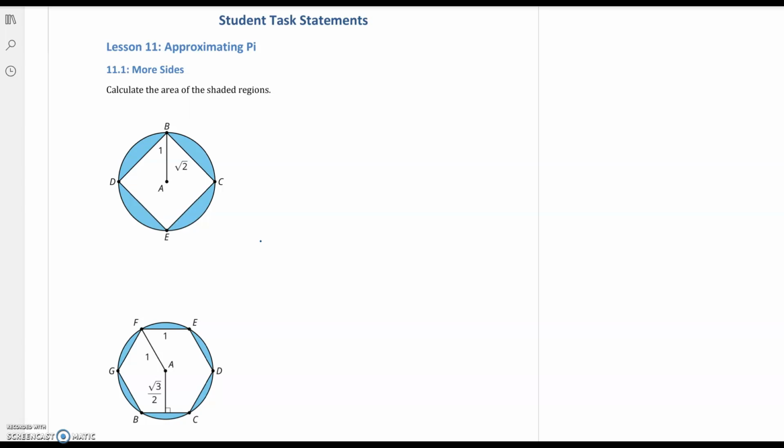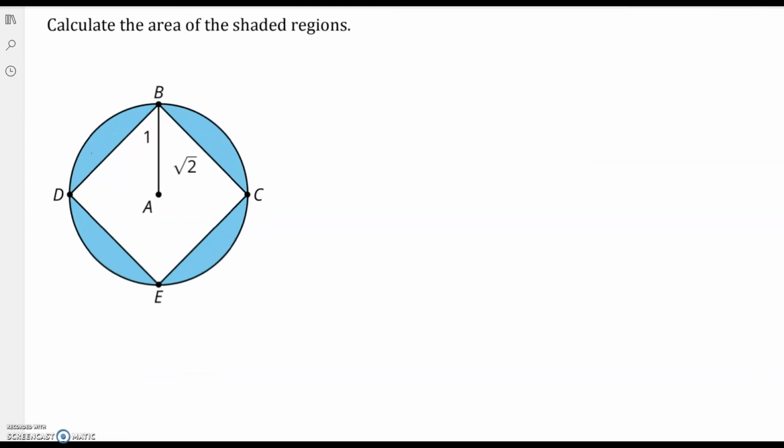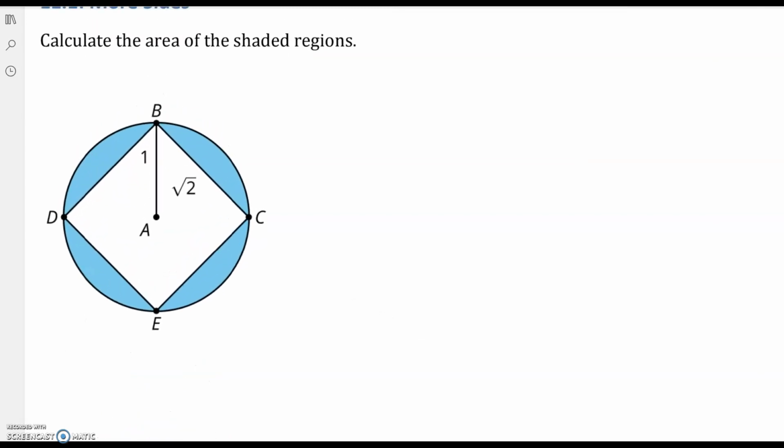Okay, here we are, Unit 4, Lesson 11. We'll start with problem 11.1. What we need to do is find the area of these shaded regions. We're going to focus first on the first circle at the top. So here we go. We want to find the area of this shaded region.